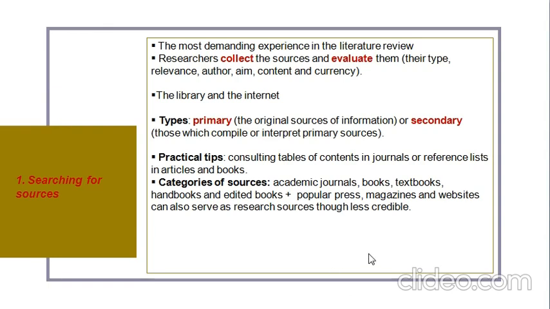The secondary sources are the writings about the primary sources. So they compile or interpret the primary sources. This can involve, for instance, an analysis of a novel, or an analysis of a poem, or a report on a presidential speech. In that case, the researcher will not consult the source directly, but will consult another researcher who has dealt with the same source.